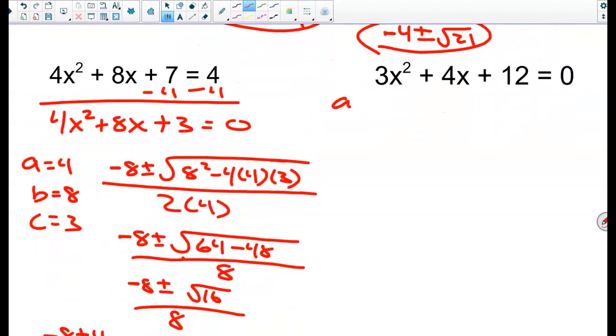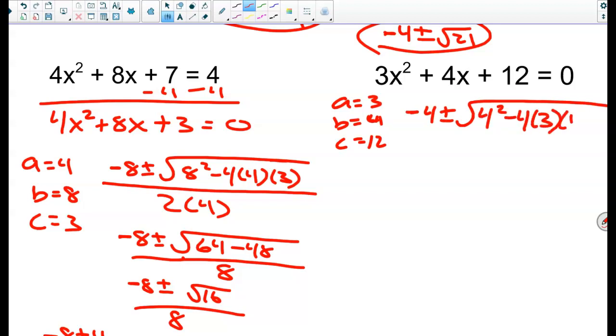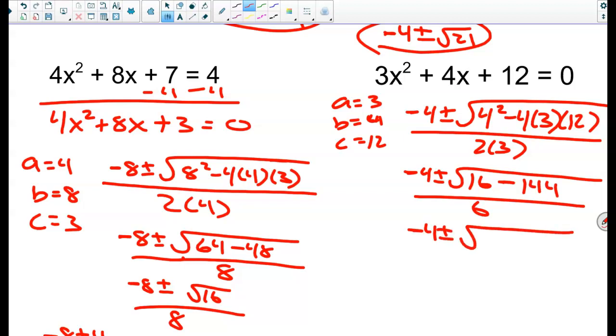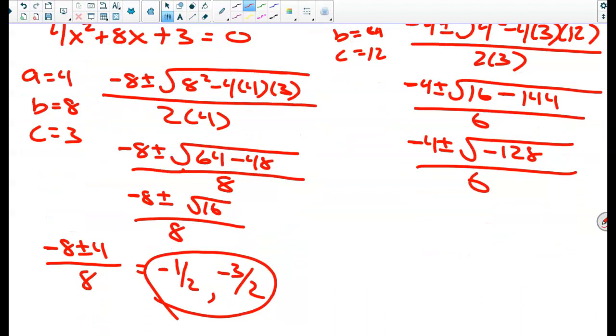Here, A equals 3, B equals 4, C equals 12. Negative 4 plus or minus the square root of 4 squared minus 4 times 3 times 12, all over 2 times 3. Negative 4 plus or minus the square root of 16 minus, well, 4 times 3 is 12, 12 times 12 is 144, over 6. Negative 4 plus or minus the square root of negative 128 over 6. So now, if you can simplify 128, you need to do so.